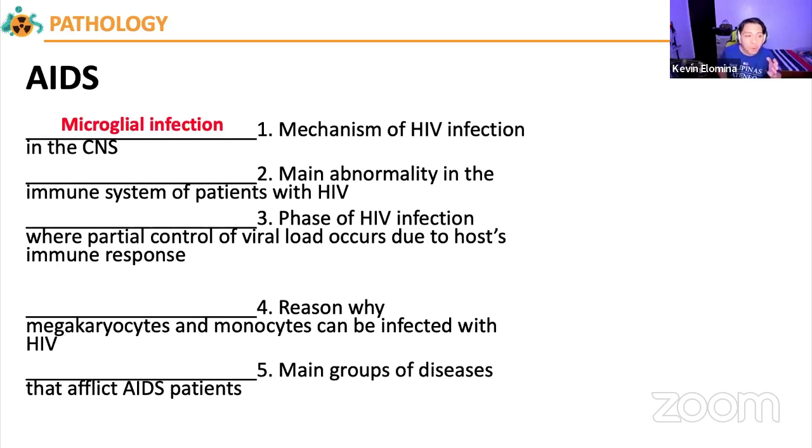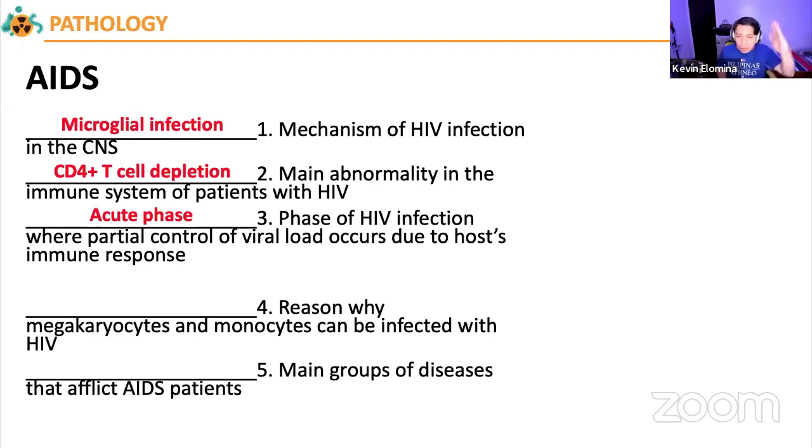Okay? So what's the main abnormality in the immune system of your patients with HIV? Alam na alam nyo to, bumabagsak ang kanilang CD4. No? Now, the phase of HIV infection where partial control of viral load occurs due to host's immune response, this is your acute phase. Remember your acute phase of HIV infection, of course, there's viremia, no? There's viremia, but of course, when there's something that's foreign in our body and we still have an intact immune system, then basically, magre-respond pa rin tayo, and that will lead to a partial control in your viral load.